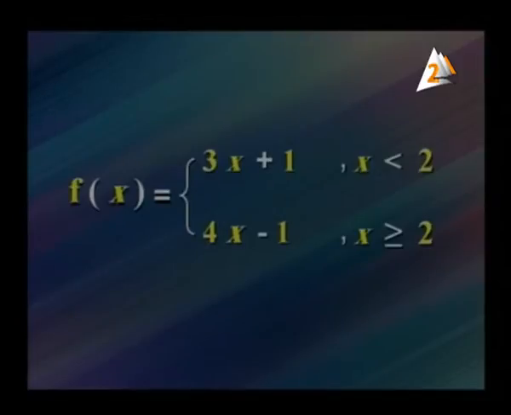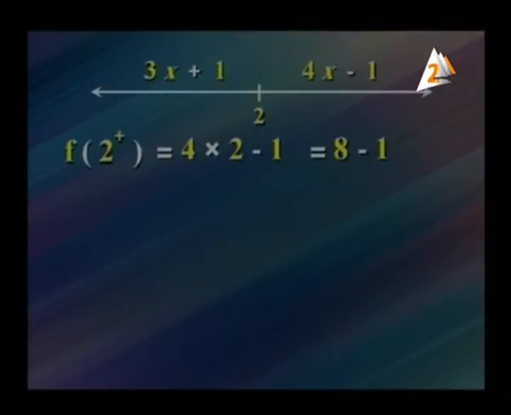After we solve the absolute value, the function is changed. f(x) becomes 3x + 1 when x is smaller than 2 and 4x − 1 when x is greater than or equal to 2.